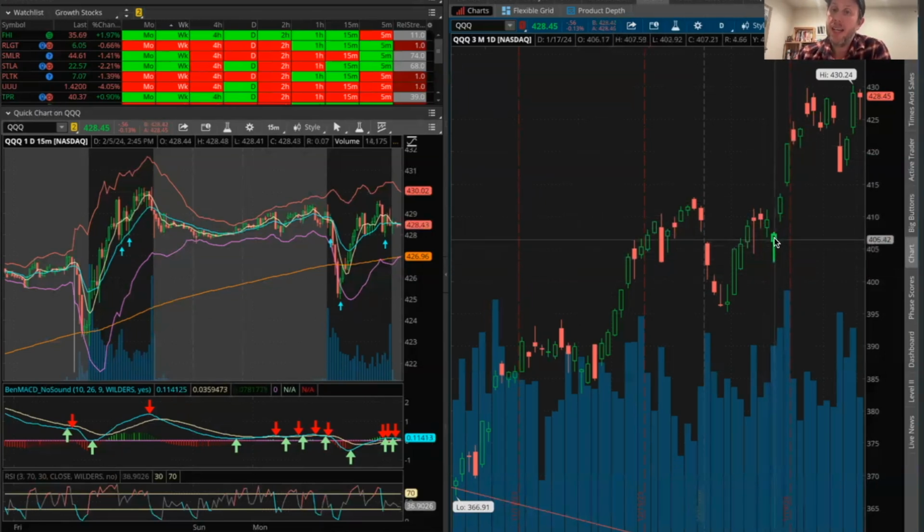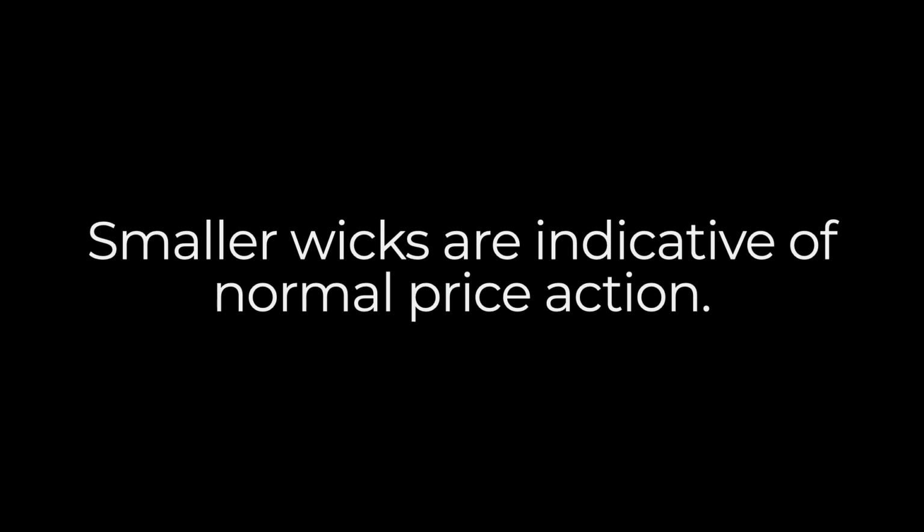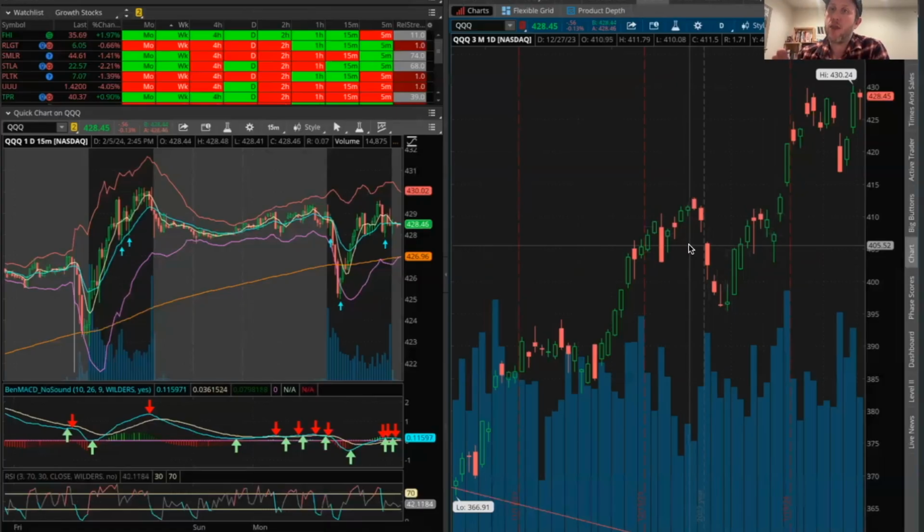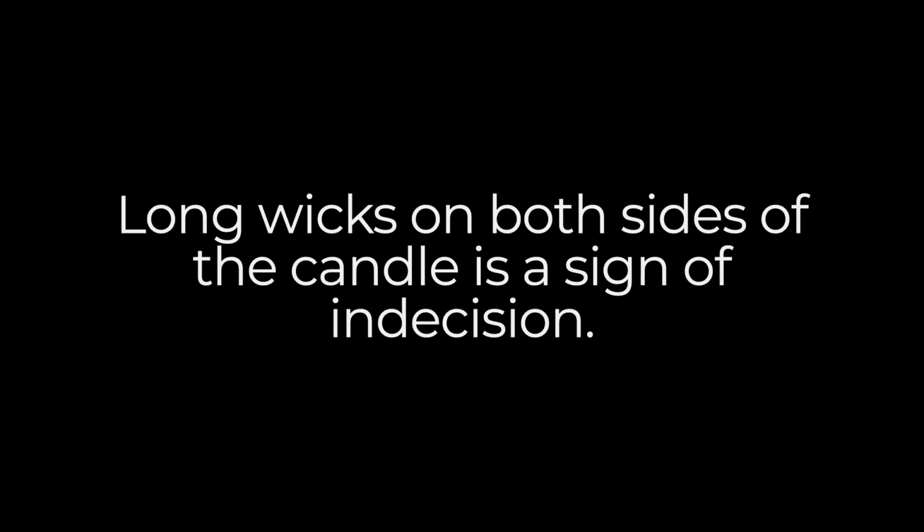Longer wicks mean stronger moves. When you have shorter wicks, like this candle here on December 28th, obviously that doesn't have a lot of meaning. That's just normal price action. But long wicks on one side typically are a thrust in a certain direction. When you have long wicks on both sides, that is a sign of indecision. There's a lot of fighting. There's a lot of both sides saying "you shall not pass," and they're willing to fight over those price levels and duke it out.